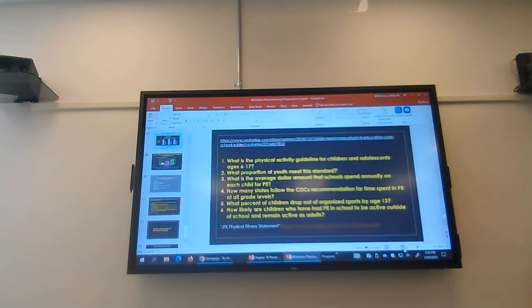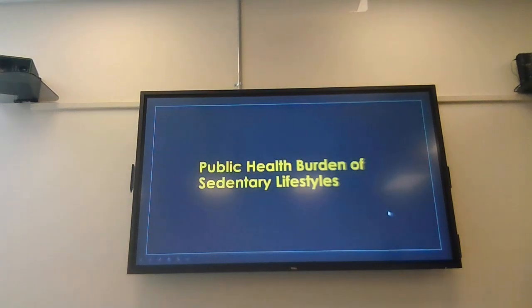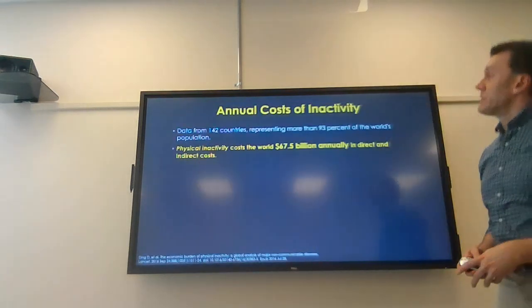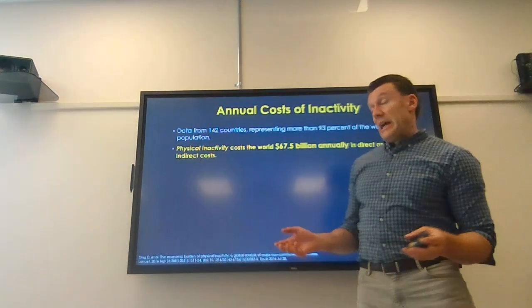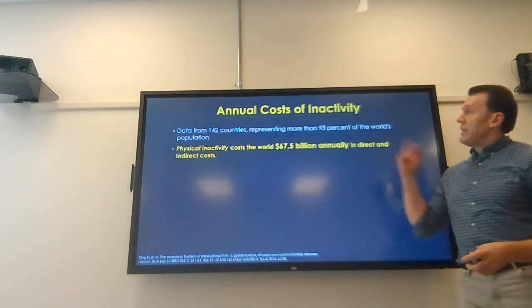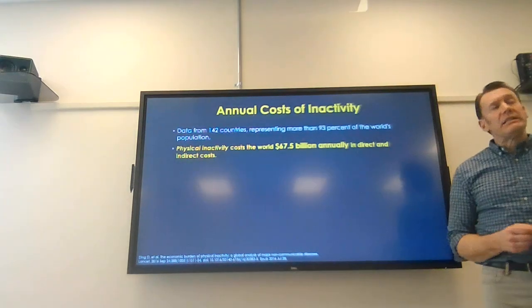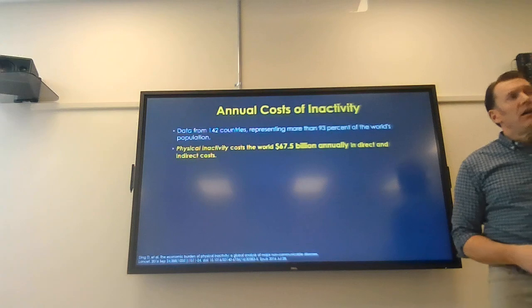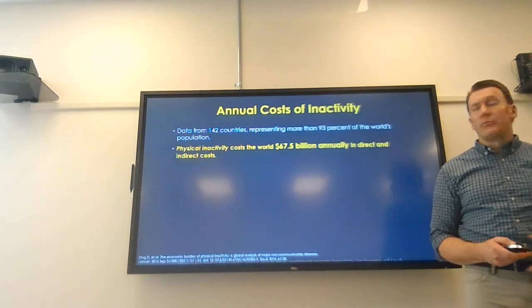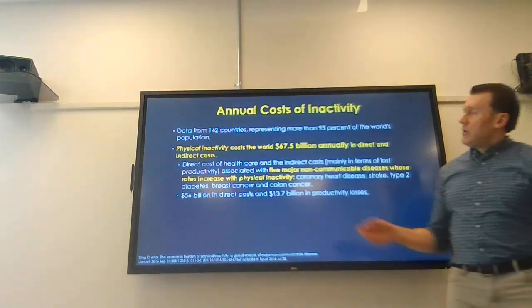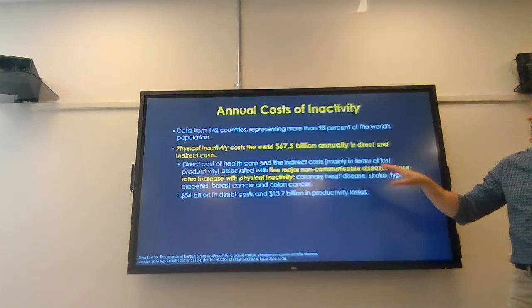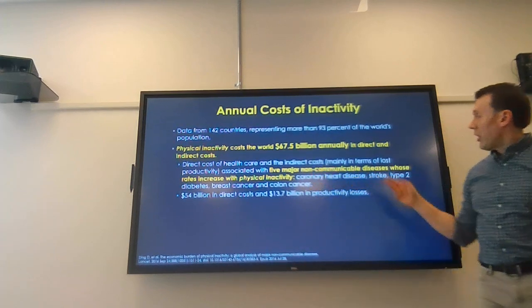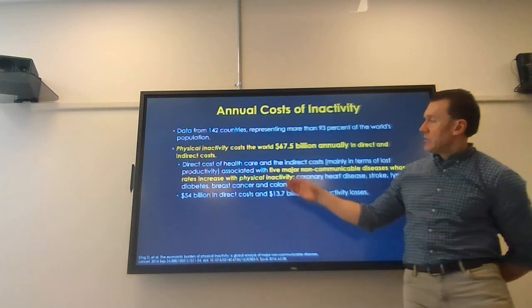Okay, so just to finish out is Chapter 17. So what's the economic cost of sedentary lifestyles? Let's talk about it. Somebody actually did a study on this with data from 142 countries, 93% of the world's population. Physical inactivity costs the world $67.5 billion annually. This is from direct and indirect costs from loss of productivity. So direct costs of healthcare and indirect costs, mainly in terms of lost productivity, associated with the 5 non-communicable diseases. Those being coronary heart disease, stroke, type 2 diabetes, breast cancer, and colon cancer.